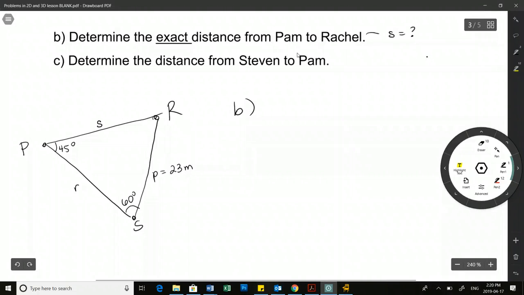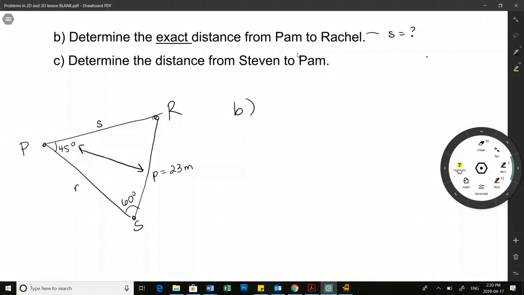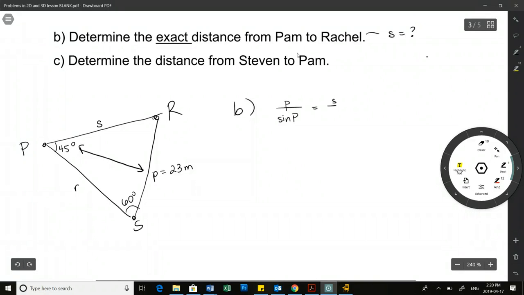So would you use sine law? If I have an angle and its opposite side pairing, see how we have the 45 and its opposite side? Automatically I want to go sine law. Sine law is just saying the side over the sine of its opposite angle should equal the other side over the sine of its opposite angle. So I can make A, B, and C anything I want. Here it's P, R, and S. And we only ever use two parts of this formula at once.